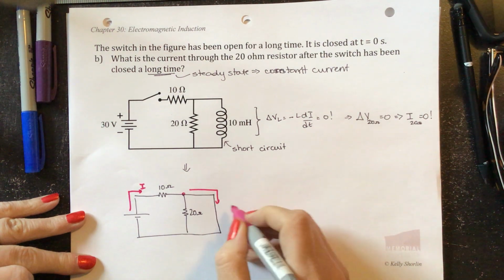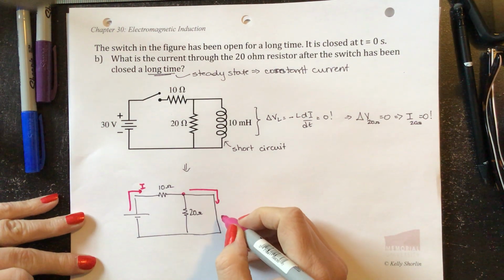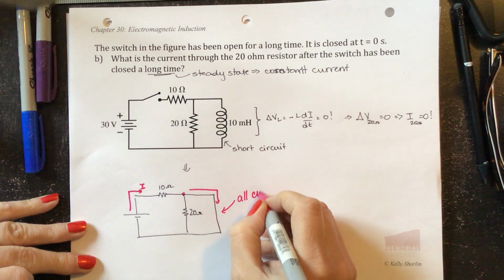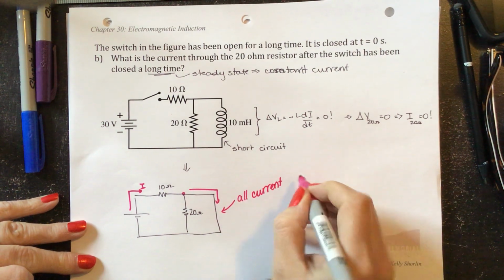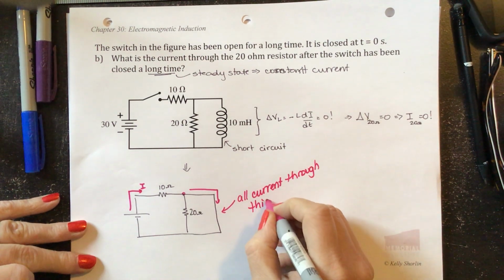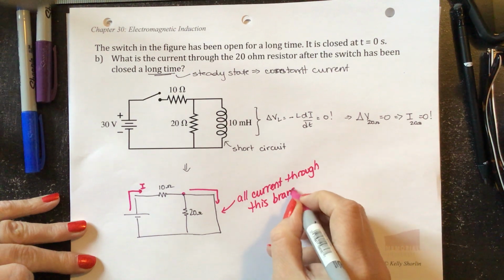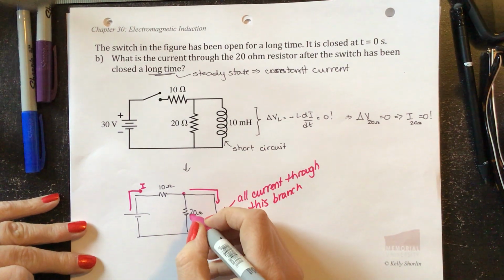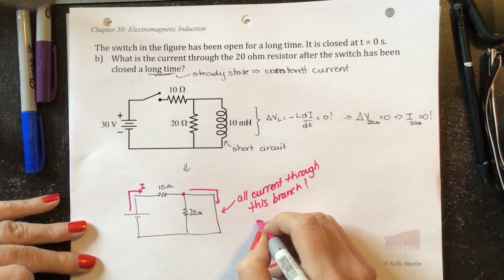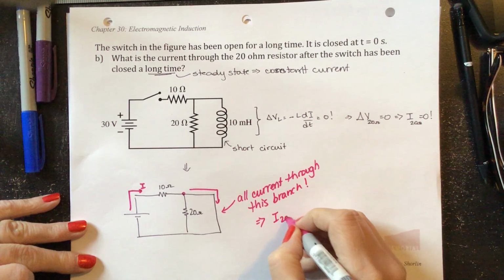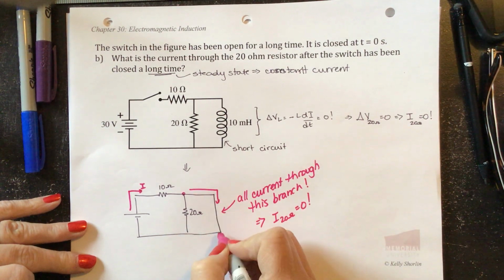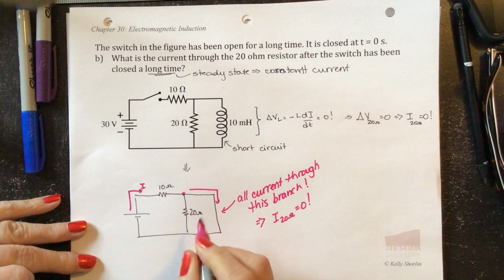Well, what would happen is that since the inductor is a short circuit, all of the current goes through this branch. The current won't flow through a branch with resistance if it can flow through a branch with no resistance. So that means the current through the 20 ohm resistor has to be 0 because it will choose to flow through the wire with no resistance instead of that one.